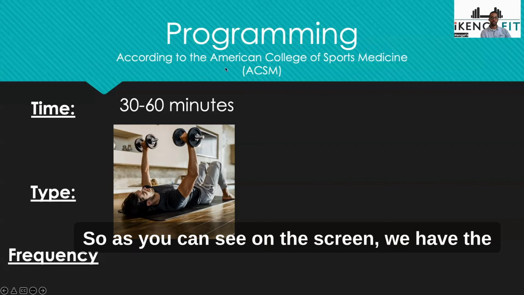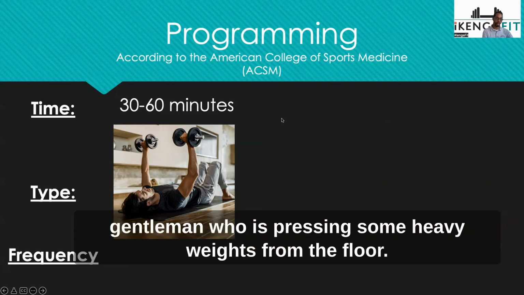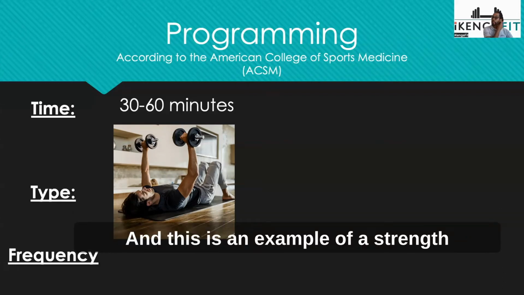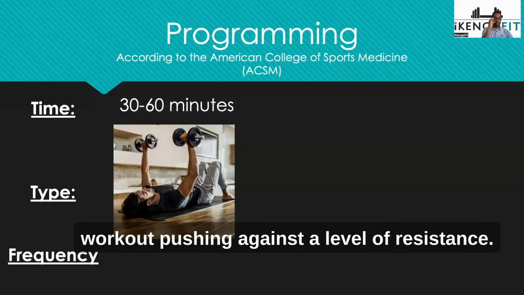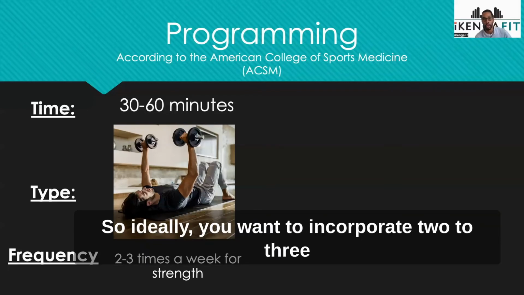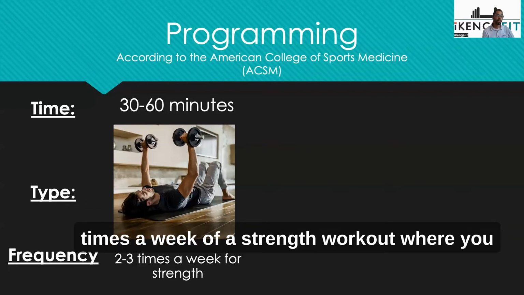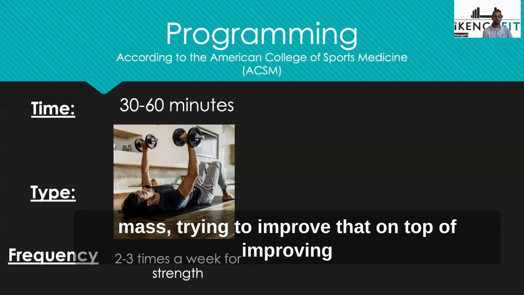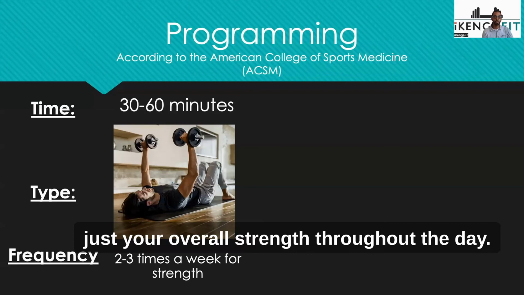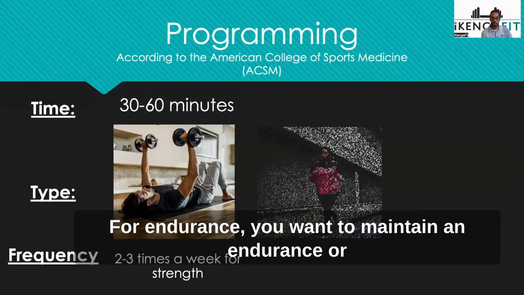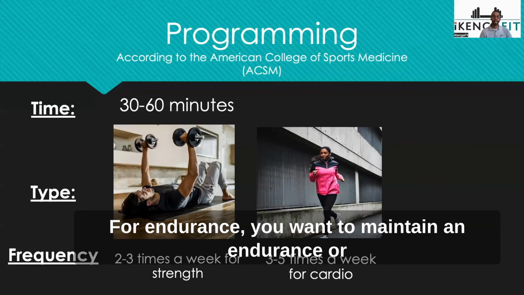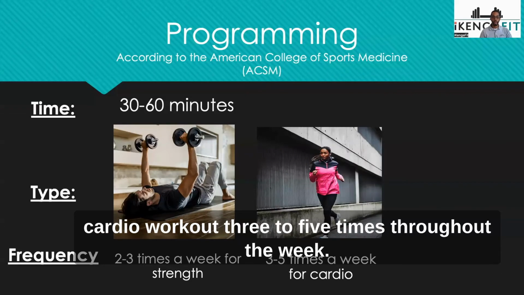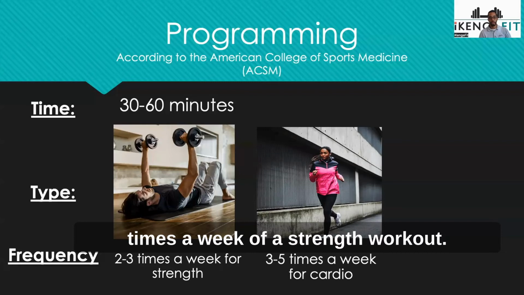So as you can see on the screen, we have the gentleman who is pressing some heavy weights from the floor. And this is an example of a strength workout, pushing against a level of resistance. So ideally, you want to incorporate 2 to 3 times a week of a strength workout where you are applying some level of resistance to your muscle mass, trying to improve that on top of improving just your overall strength throughout the day. For endurance, you want to maintain an endurance or cardio workout 3 to 5 times throughout the week. That's included with the 2 to 3 times a week of a strength workout.